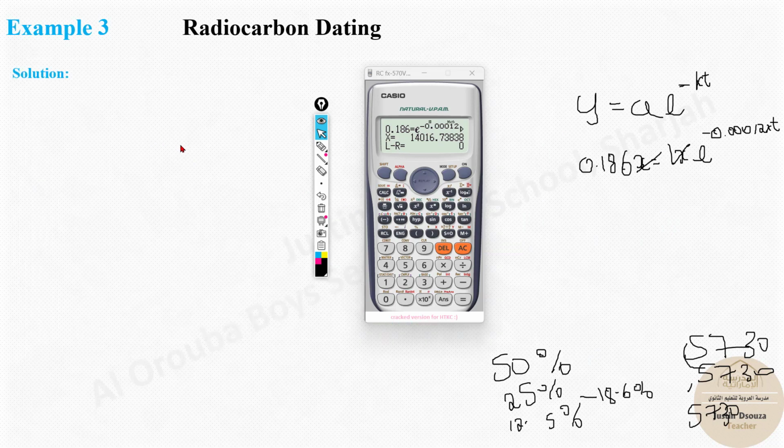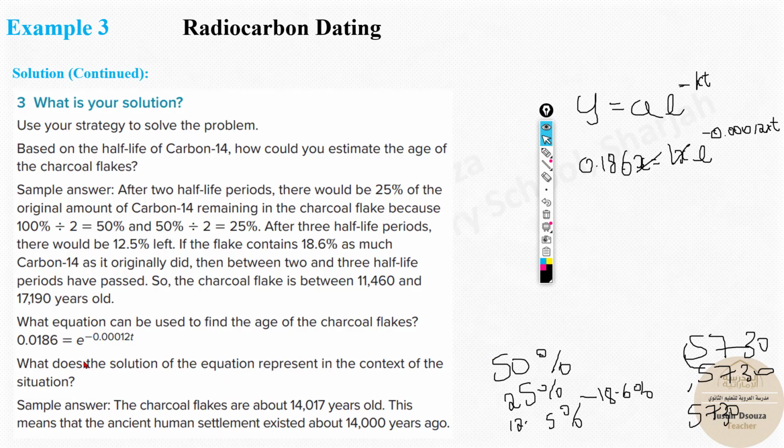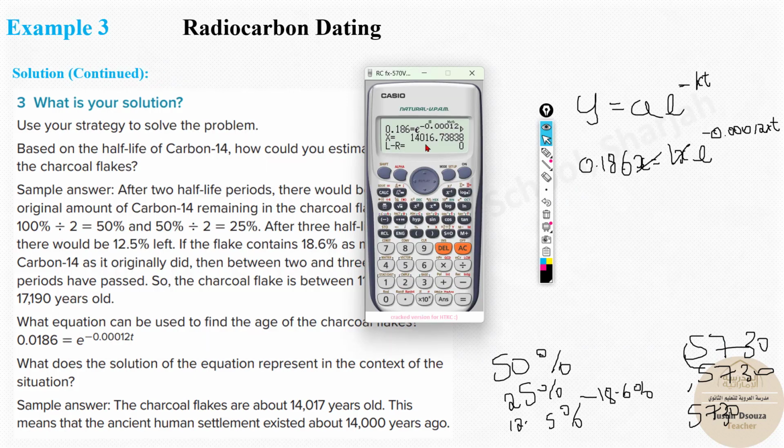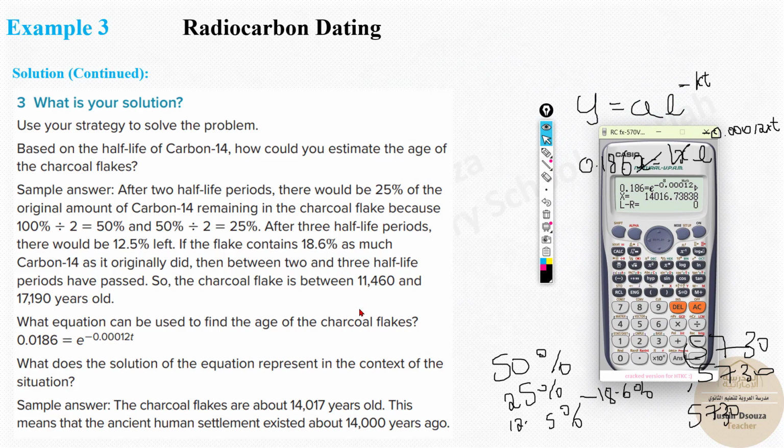So here there is much detail. You can go through this to understand better. But finally, the answer is over here. Where is the answer? Okay, yeah. Did we get the same one? No. Where is the answer? I can't see it. They're telling the same method. It's between that 11,460 and 17,000.